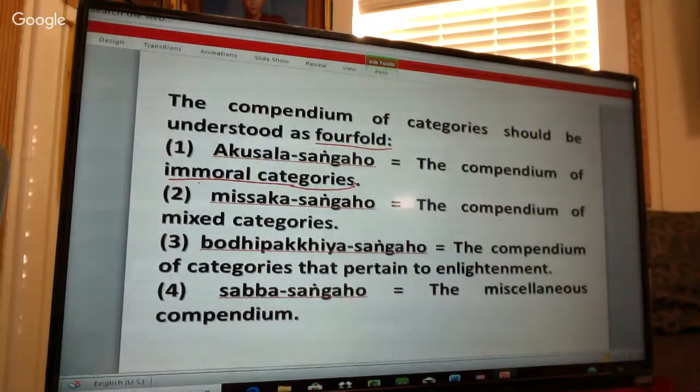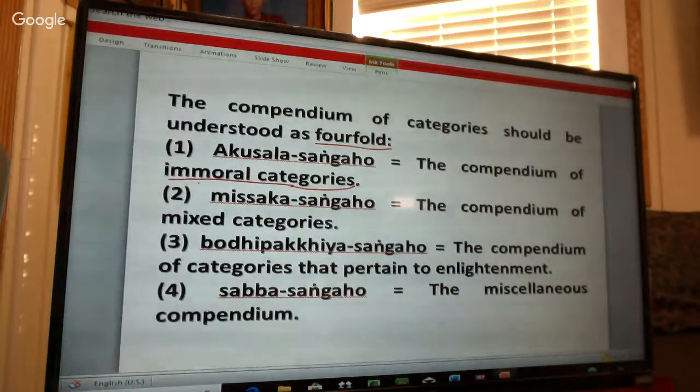And number 2 is Missaka Sangaha. Missaka is a mix. Missaka is Kusala, Akusala, and other different things, mixed together. The first category is not like this. The first category is only Akusala; the Buddha described only Akusala. The second category, Missaka Sangaha, is a mix of Kusala, Akusala, and other things.